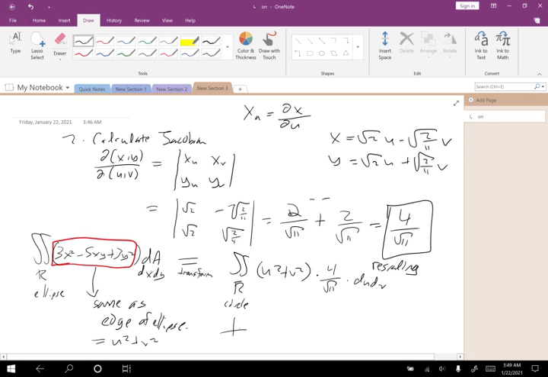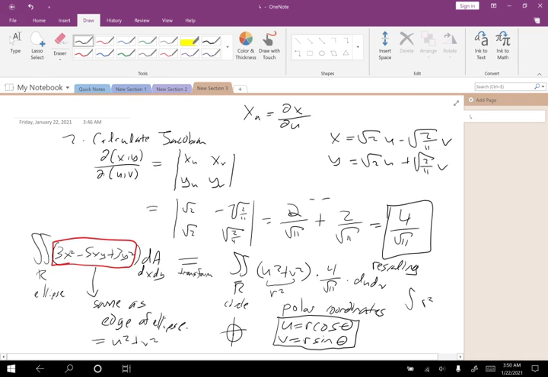And remember, our R is just the unit circle, so you can now solve these using polar coordinates. u equals r cosine theta, v equals r sine theta. And this becomes quite straightforward because this, of course, is just r squared. Okay, so you'll end up with something like what? r cubed dr d theta, and that's very easy.